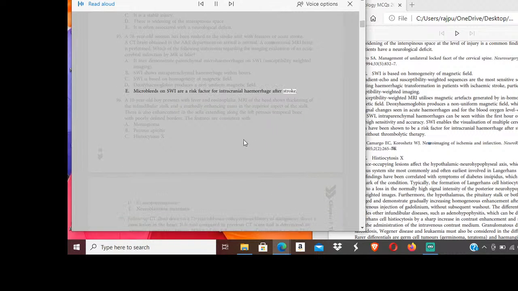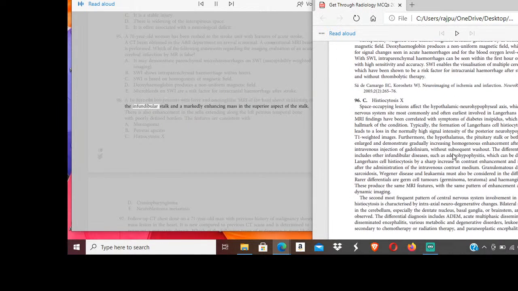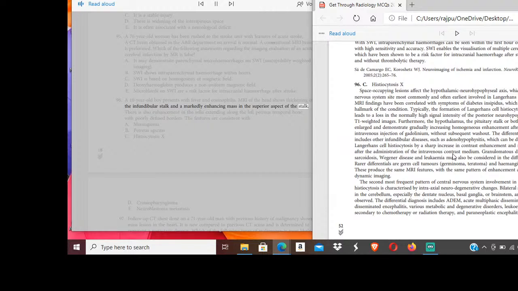Stroke. 96. A 10-year-old boy presents with fever and eosinophilia. MRI of the head shows thickening of the infundibular stalk and a markedly enhancing mass in the superior aspect of the stalk. There is also enhancement in the sella extending along the left petrous temporal bone with poorly defined borders. The features are consistent with A. Meningioma, B. Petrous apophysis, C. Histiocytosis X.